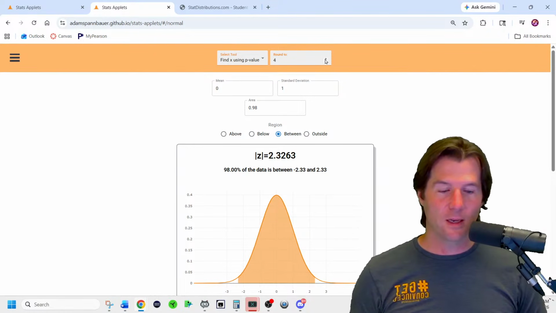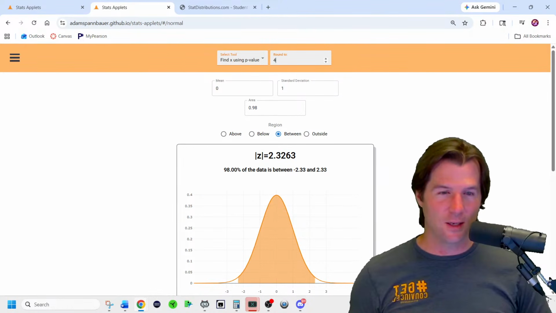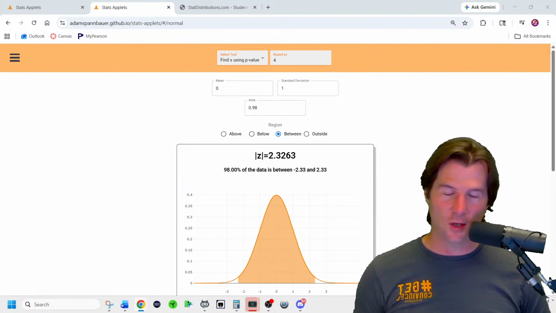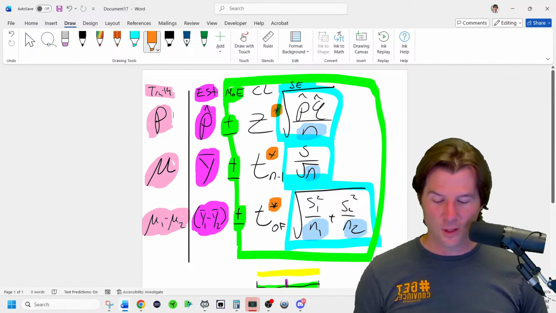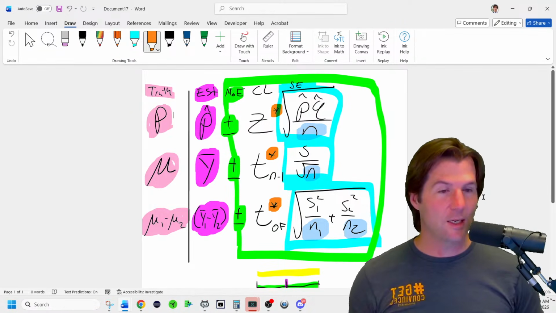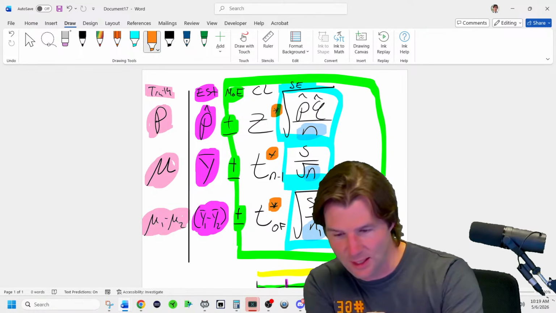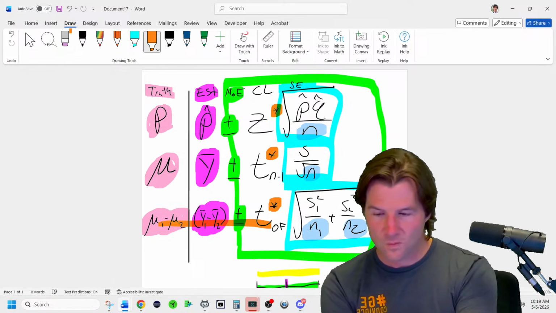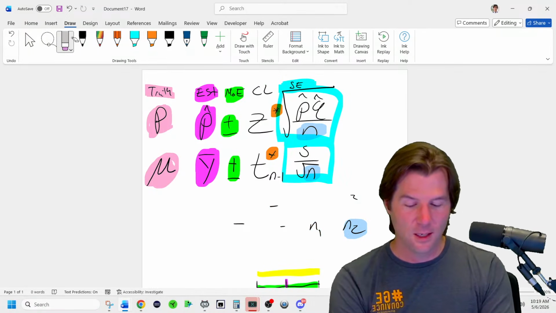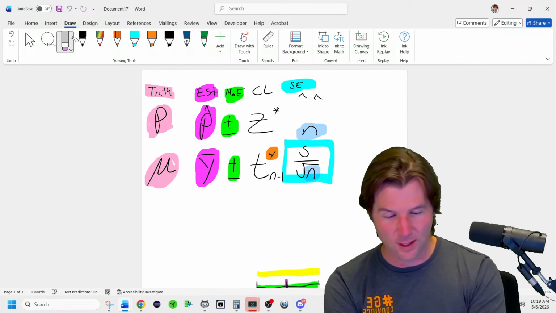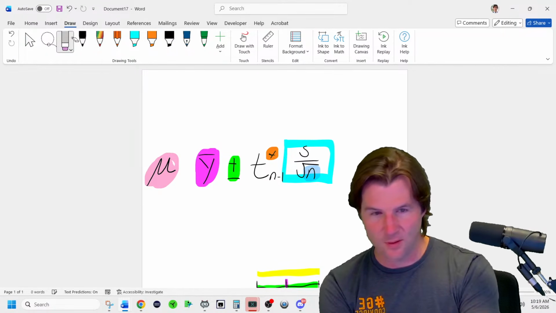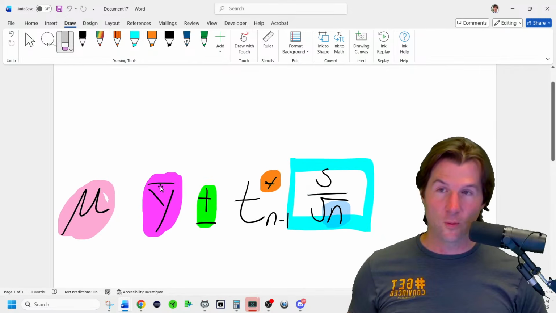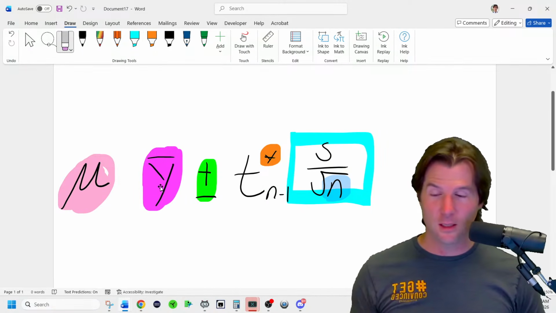So a problem would have to read something like build a 98% confidence interval for the mean, and your sample size is 10. So go ahead and grab me the T star when we're building a 98% confidence interval for the mean and your sample size is 10. I put the T up there for a reason. So this is the interval you'd use.